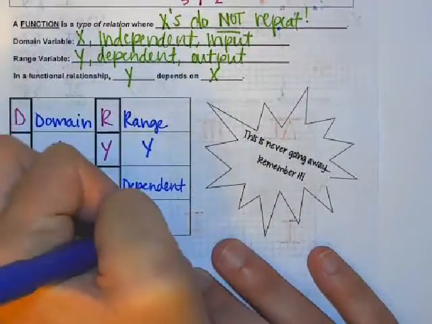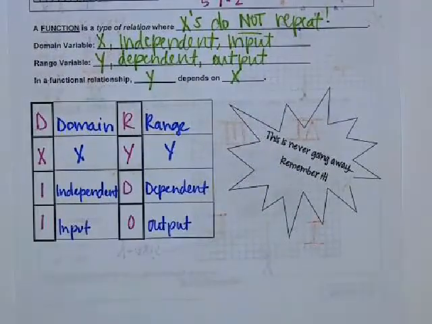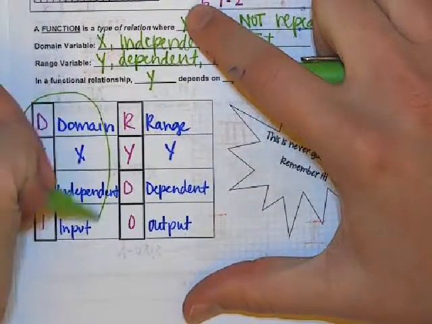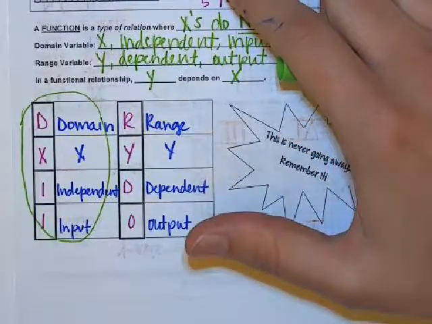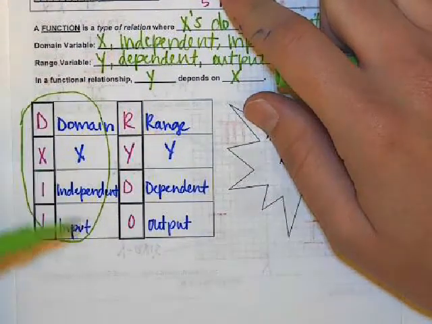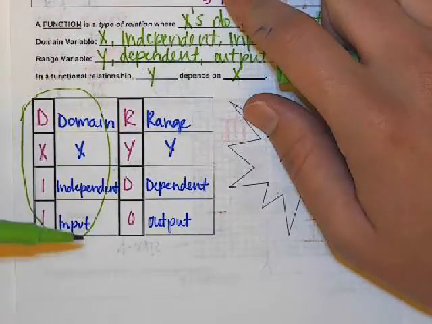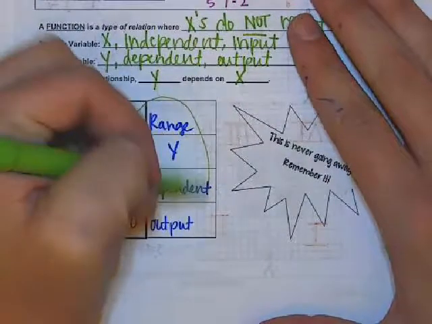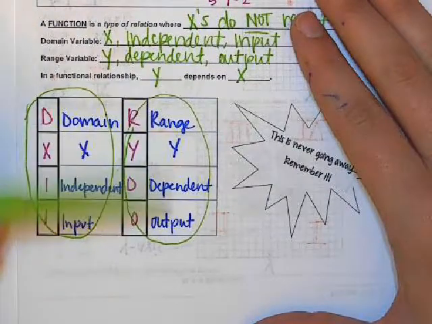Okay, so then you're probably thinking, why do you have it written like this? All of these words, those all mean the same thing. They all mean X. Domain means X. Independent means X. Input means X. All of this side means X. So what do you think about the other side? All of these mean Y. Dependent means Y. Output means Y.